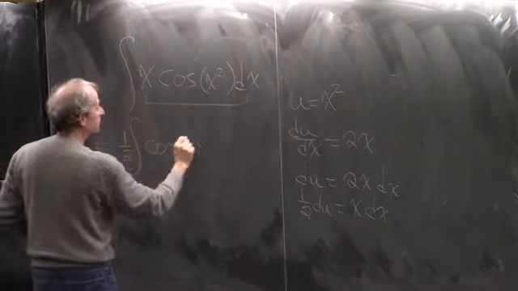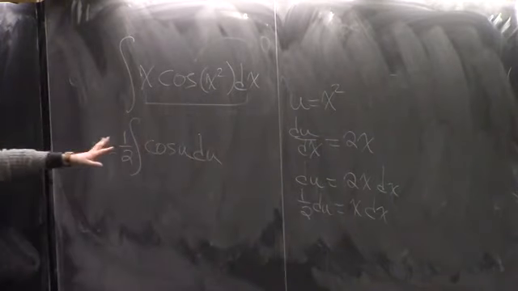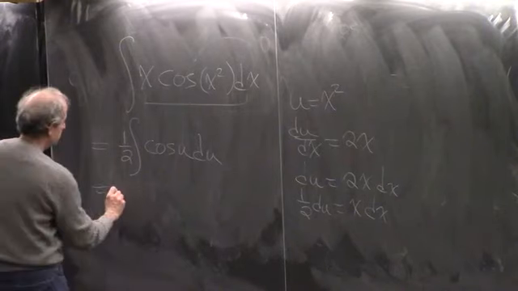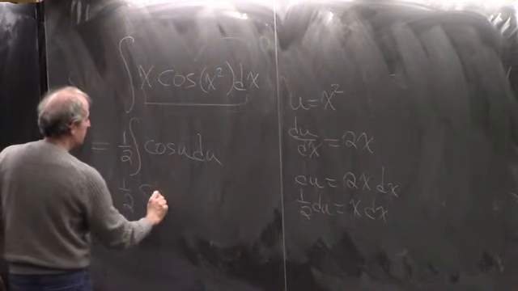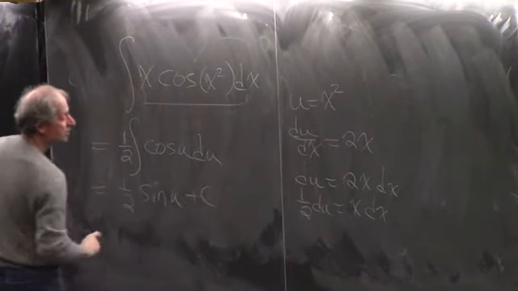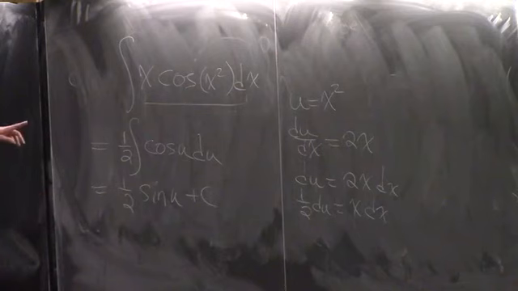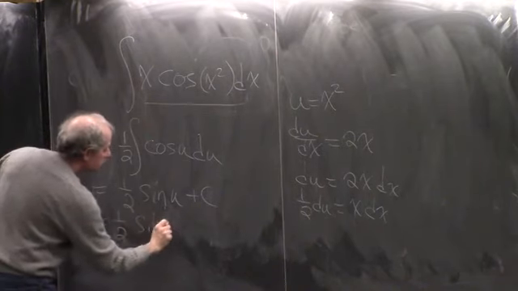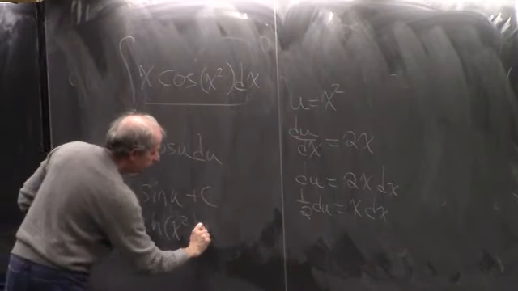Put the half outside. I could put the half inside, but I generally put constants outside of the integral. It's easier that way. Alright, what's the integral of cosine? Sine. So, u is x squared, so this is 1/2 sine of x squared plus c.